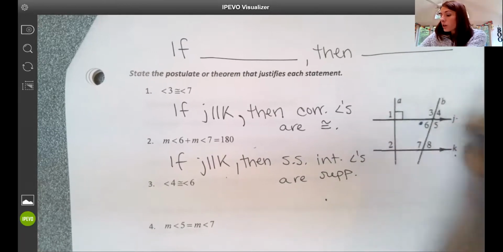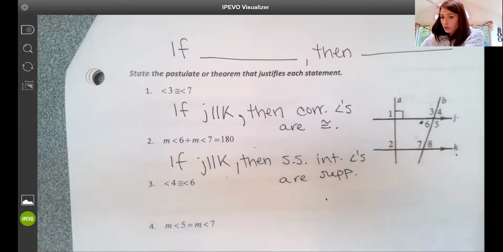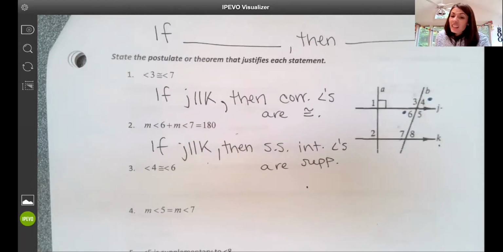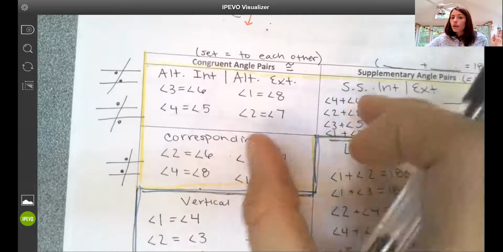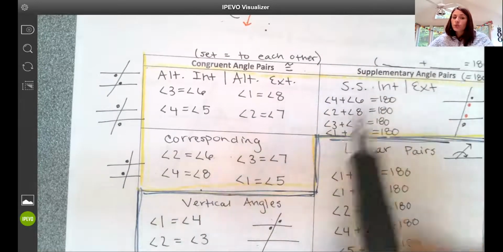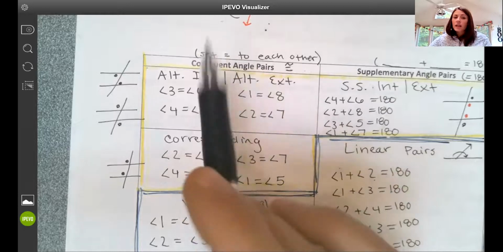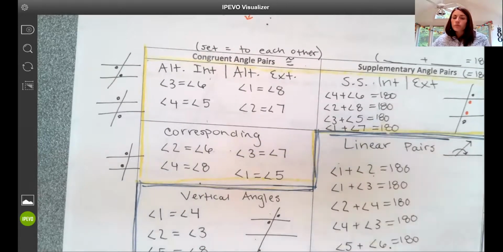Now, when I look at 4 and 6, what is their relationship? 4 and 6 are vertical. That has nothing to do with parallel lines. So here's my hint and why we coded this table. This is true if lines are parallel, then this is true. Okay, there's the if-then. If lines are parallel, then this is true.